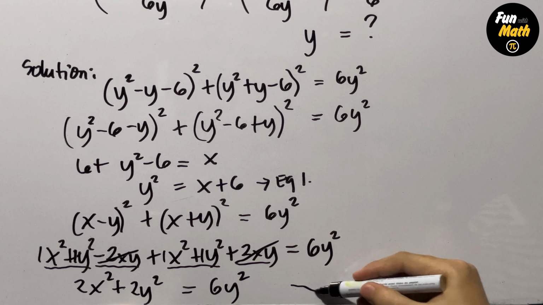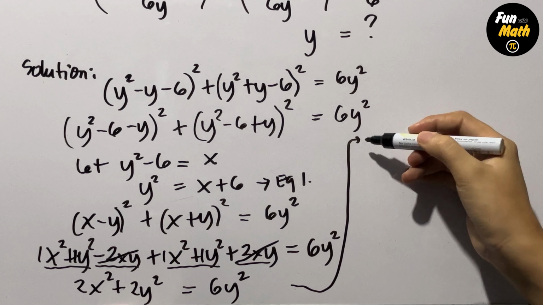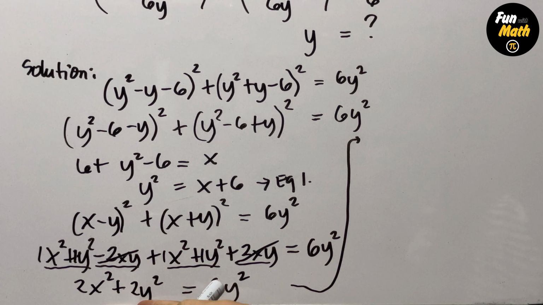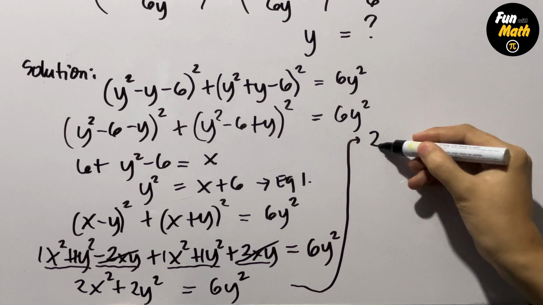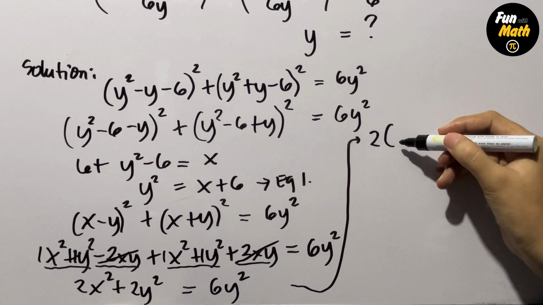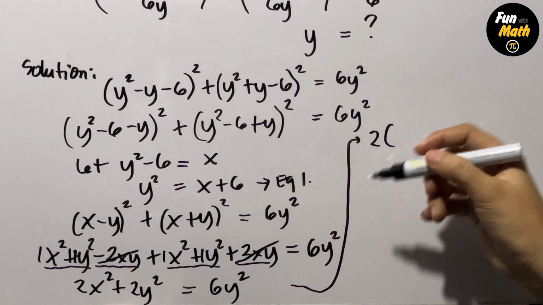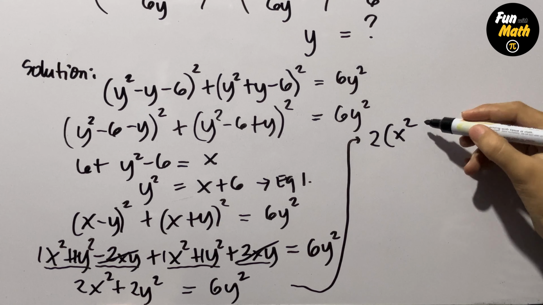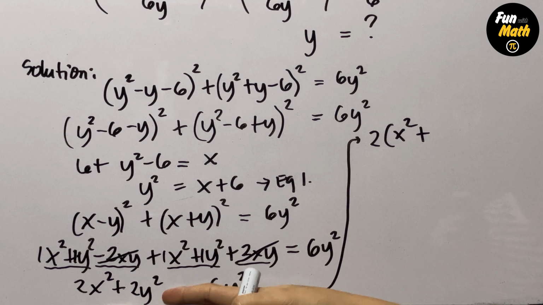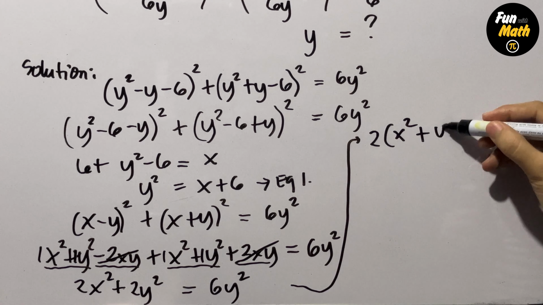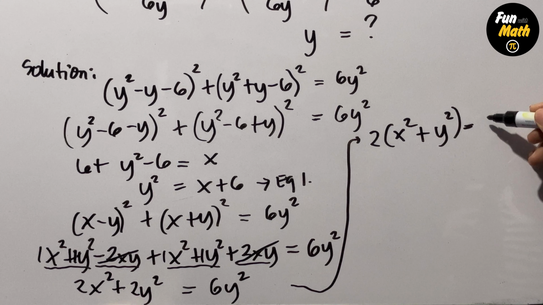Next is, we can factor this in terms of the common factor, which is 2. So we take out 2. So 2 times (2x squared divided by 2, that's x squared, plus 2y squared divided by 2, that's y squared) is equal to 6y squared.